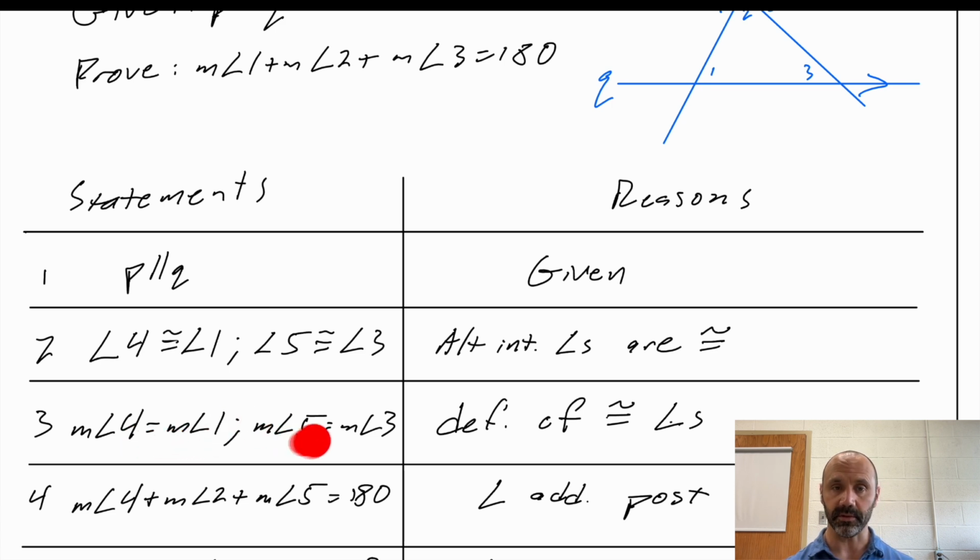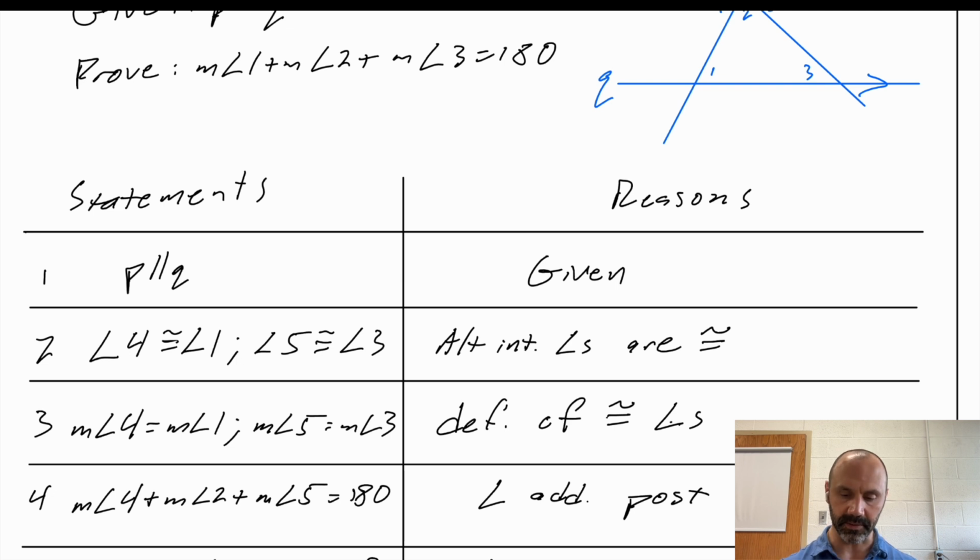The measure of angle 5 is equal to the measure of angle 3, right? I'm putting two things, but it's the same reason, so I can kind of combine. I can do this sometimes. So how do I know this? Well, it seems really obvious. It's very simple, but it just comes from the definition of congruent angles: if two angles have the same measure, then they are congruent, right? So that's the definition of congruent angles. That's how I know that.